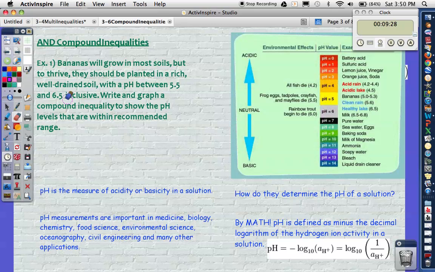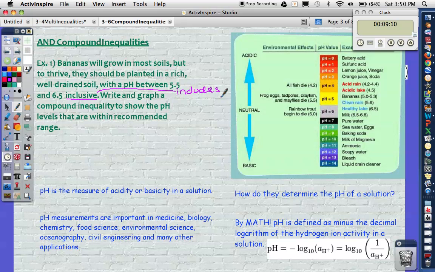This word inclusive, I'm not sure if you're familiar with it. Some of you probably are. That means it includes. So you may want to write that down if you didn't know, but it's going to include those end numbers. Write and graph a compound inequality to show the pH levels that are within recommended range.